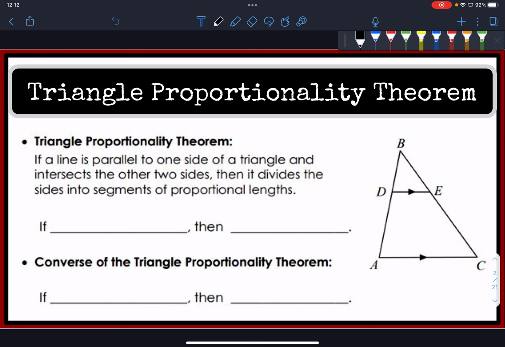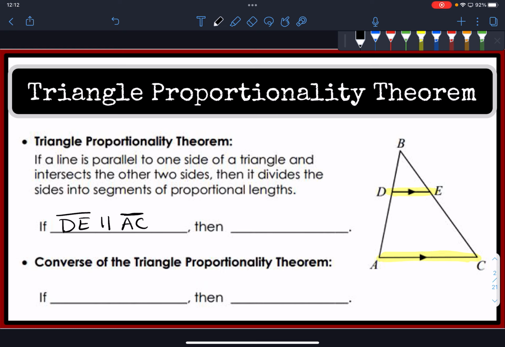So for example, right here, notice this line intersects the triangle and is parallel to this bottom base there. If this is happening, then, as you see right here, DE is parallel to AC. So if this is true, then we create two proportional sides.